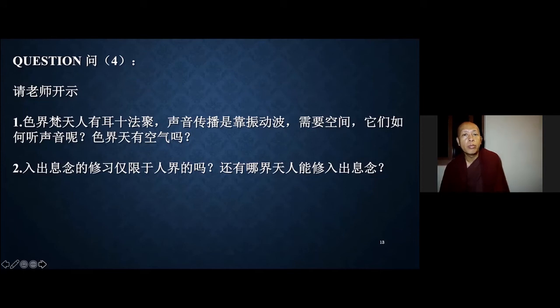Another question regarding Brahma. In the Brahma world, those Brahma beings have Sota Dasaka Kalapa, but in order to hear sound, there must be vibration and also space. So for Brahma beings, how do they manage to hear sound if they have only Sota Dasaka Kalapa? That means in the Brahma world, there will be air also. This is his question. And second, Anapanasati: is Anapanasati Kammatthana limited to the human realm only? For Devas, can they practice Anapanasati?